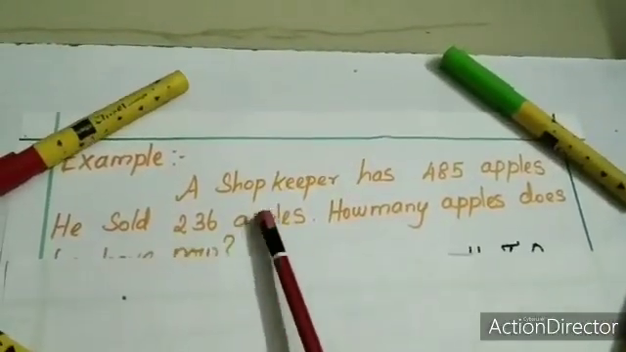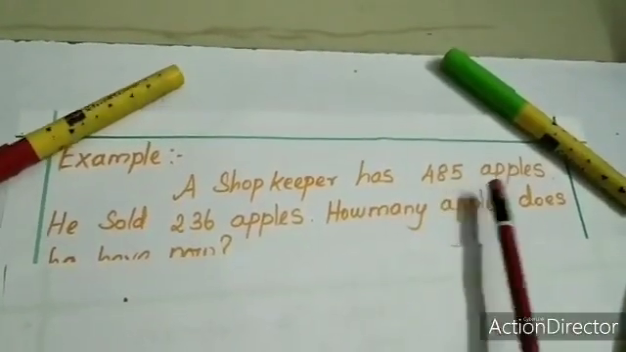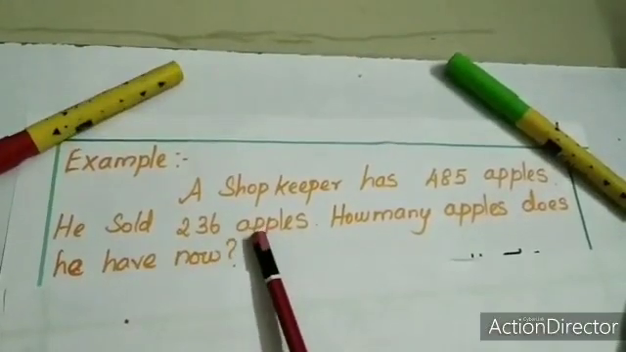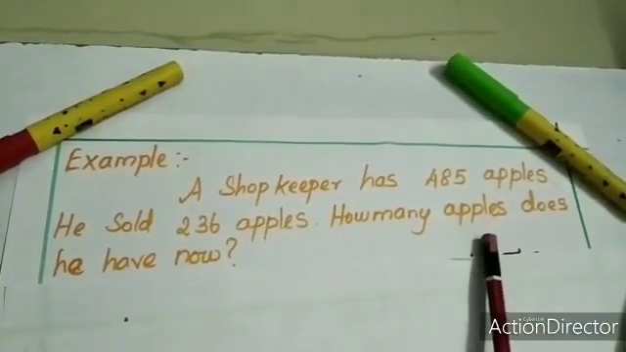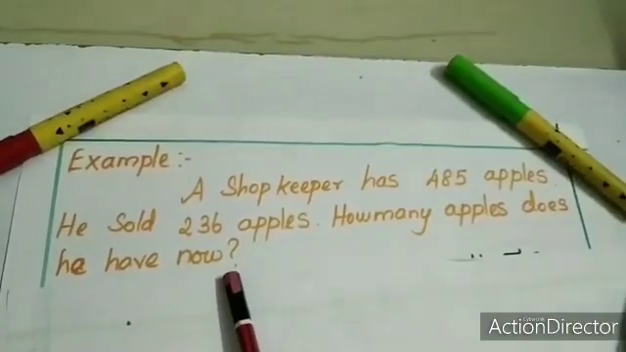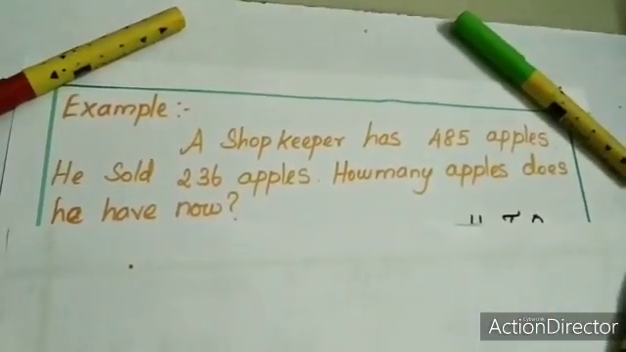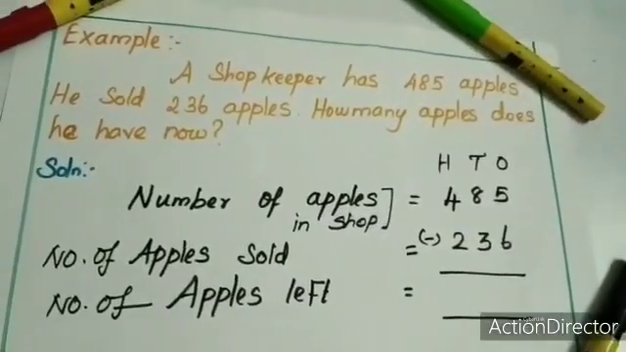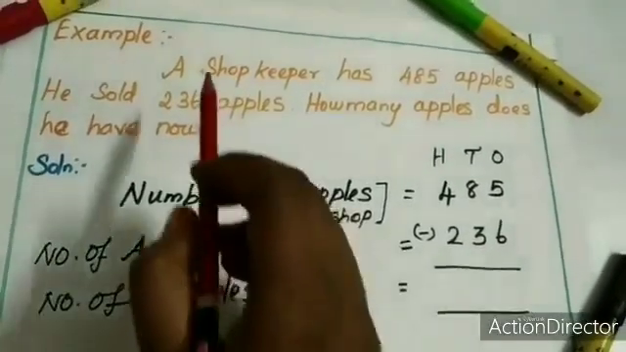Example. A shopkeeper has 485 apples. He sold 236 apples. How many apples does he have now? Let's start the solution part. First, we write down the given data.